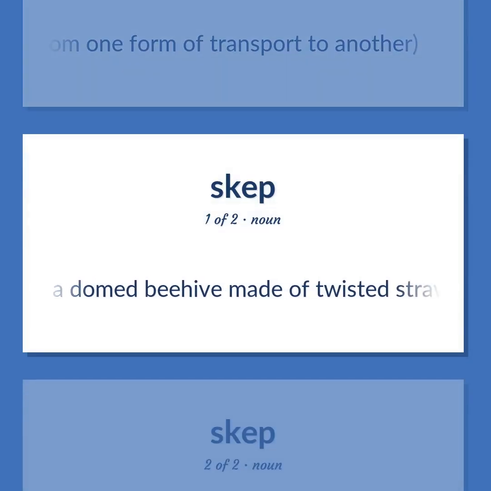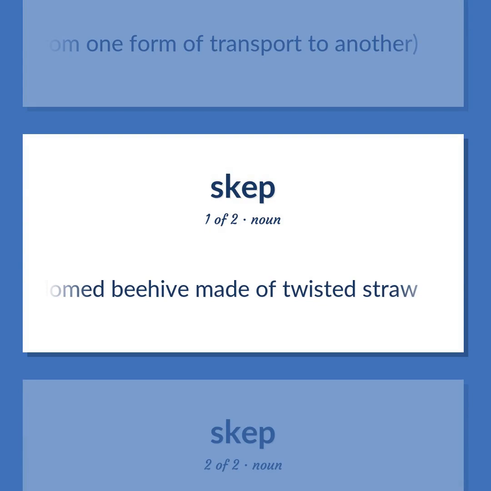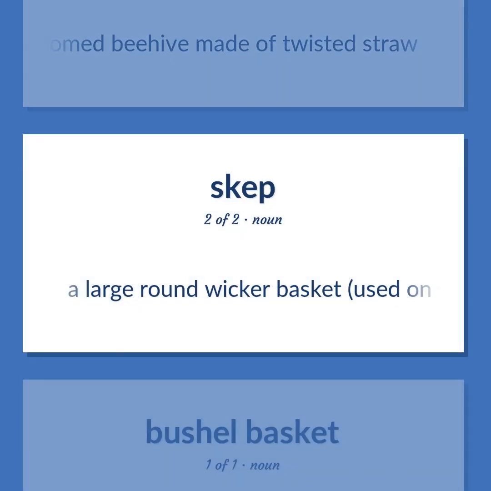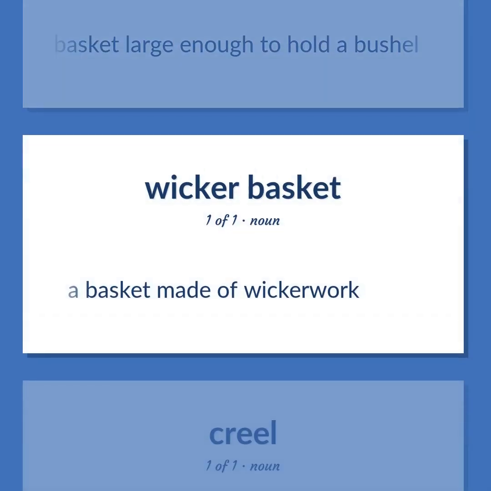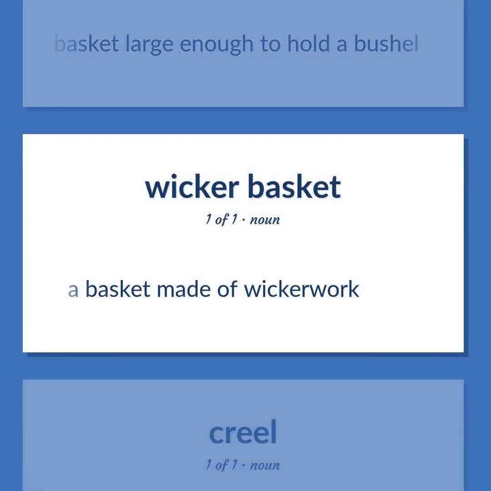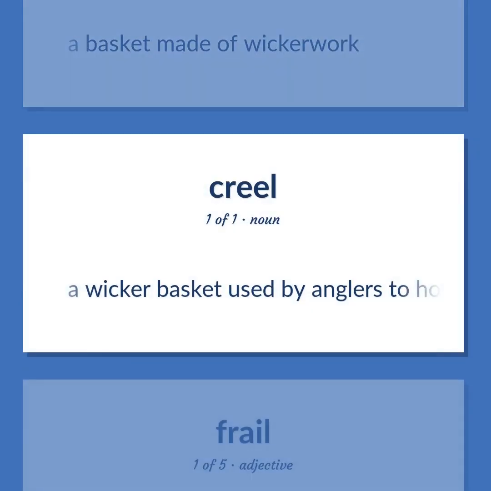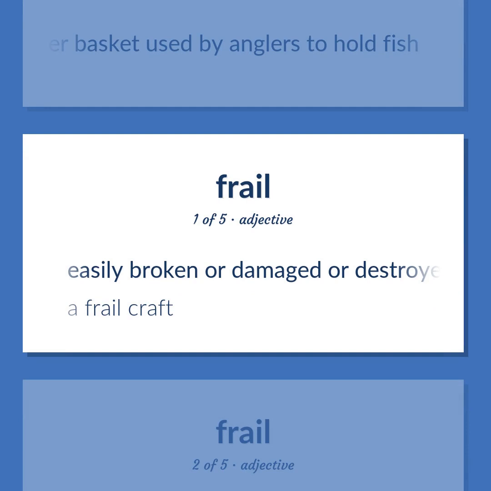A domed beehive made of twisted straw. A large round wicker basket, used on farms. A basket large enough to hold a bushel. A basket made of wickerwork. A wicker basket used by anglers to hold fish. Easily broken or damaged or destroyed. A frail craft.